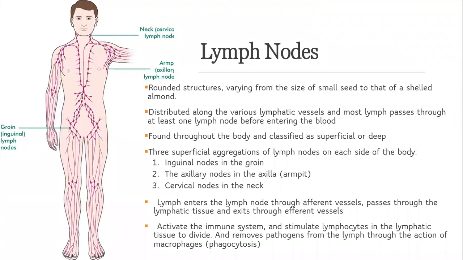The lymph enters the lymph node through afferent vessels, passes through the lymphatic tissue, and exits through efferent vessels. So when we say afferent, it means going to the node, and efferent means away from the node. Lymph nodes activate the immune system and stimulate lymphocytes in the lymphatic tissue to divide, and they remove pathogens from the lymph through the action of macrophages, or through phagocytosis.